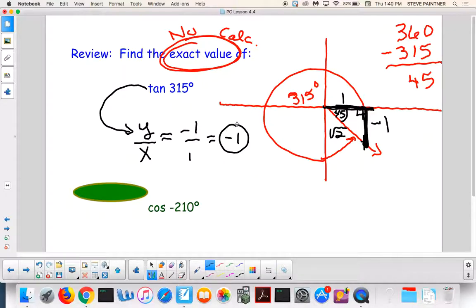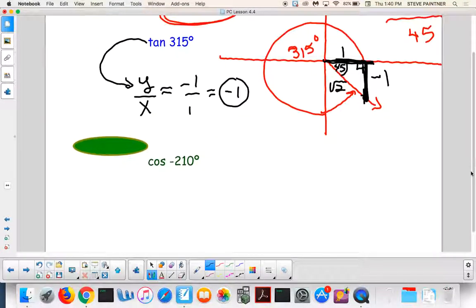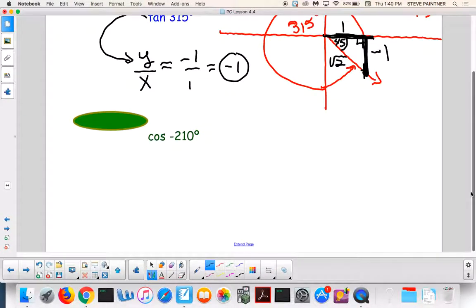You kind of know. Just like this one, cosine of negative 210, you should start by thinking, where did I land, and what's cosine in that quadrant? Ready? Go. Get the answer, I'll come around. I just want to see what you put. I'll do it, you try it first.